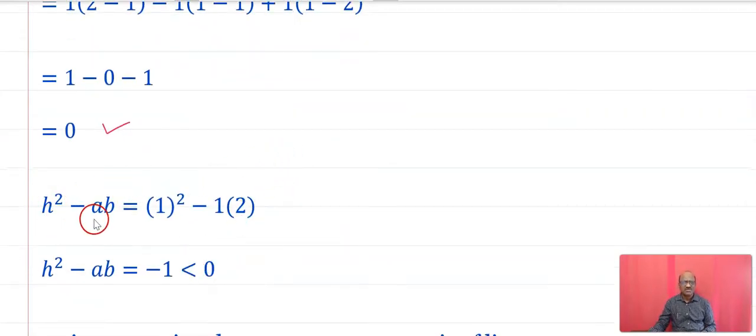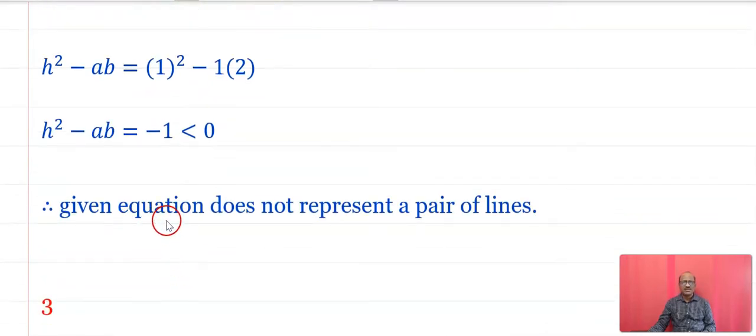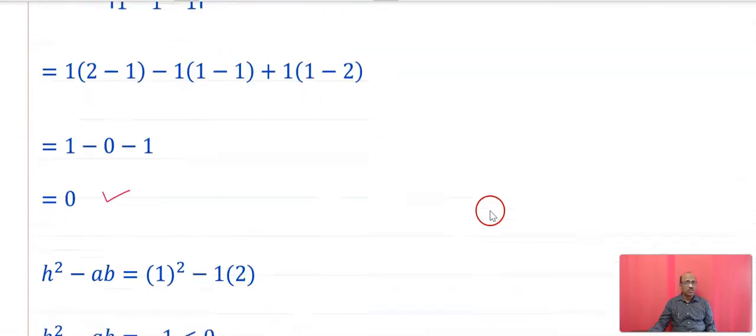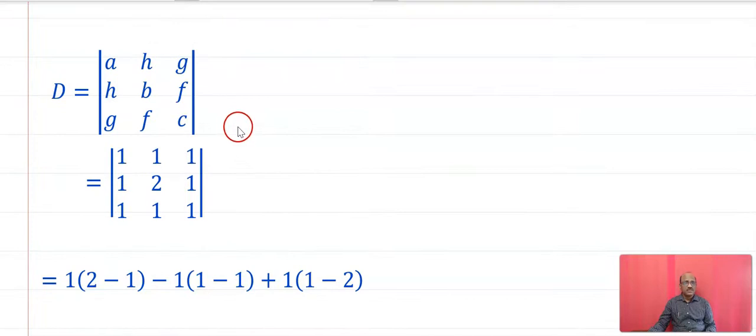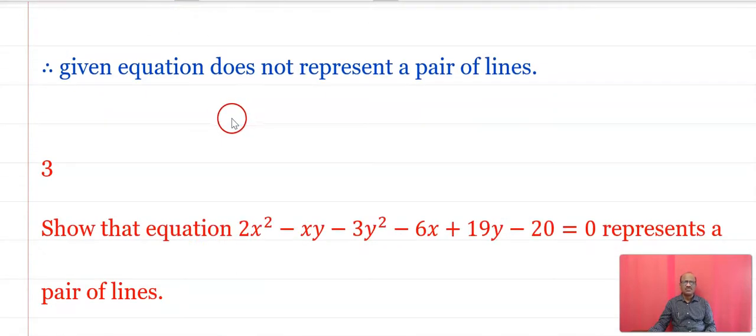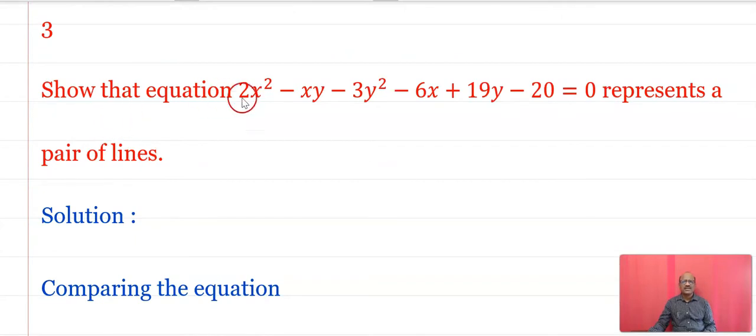Next is the h square minus ab. What's happening here? That is 1 square minus 1 into 2, which is minus 1. Therefore, the given equation does not represent a pair of lines, though the value of the determinant is 0. Therefore, this is not the sufficient condition.